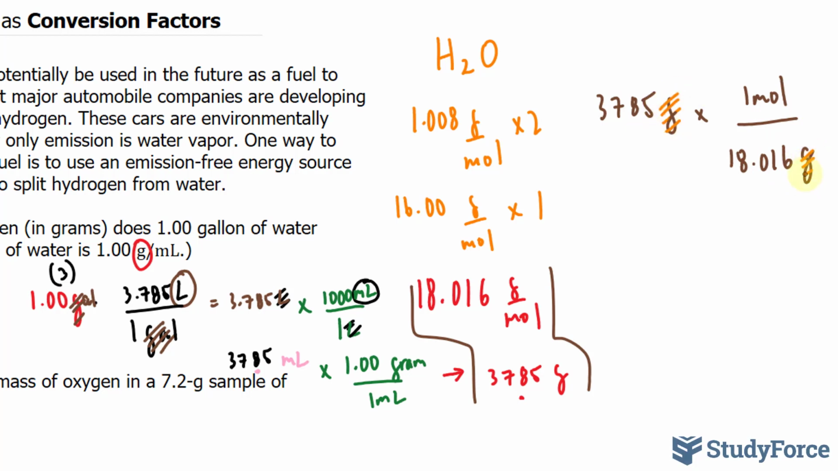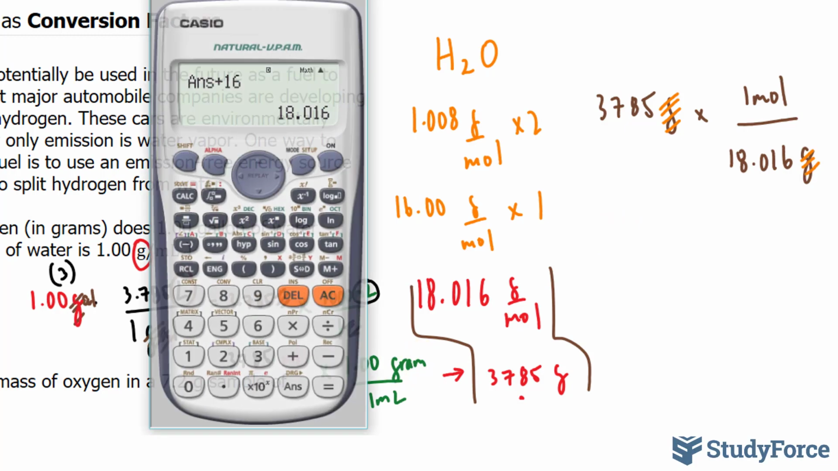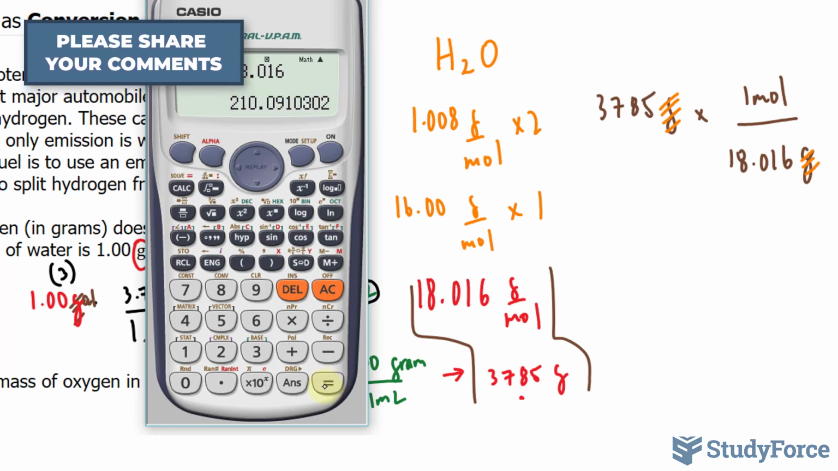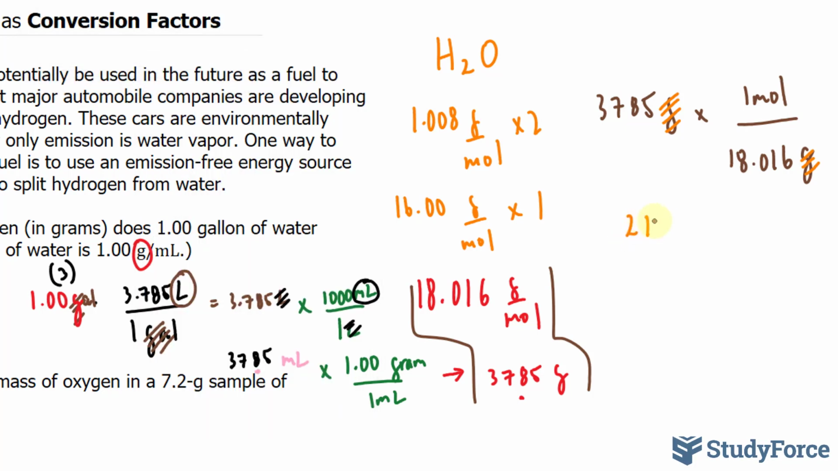This will cancel out with the grams, and now I can find out how many moles of water exist in 1 gallon. Using my calculator, 3,785 divided by 18.016 gives me 210.09. 210.09 moles, and everything after this zero is insignificant.